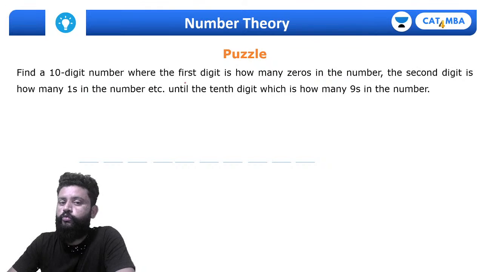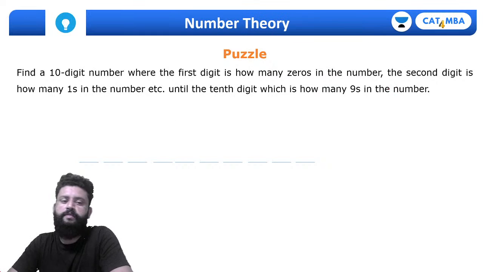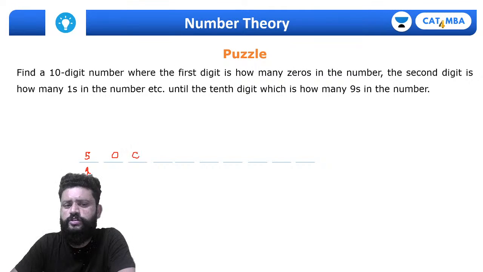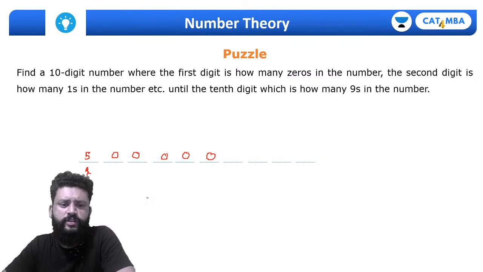A 10-digit number where the first digit is how many zeros in the number. So whatever this digit is, if it is 5, that simply means there must be 5 zeros. I'll just talk about random. I'll take a random number so that you'll understand.